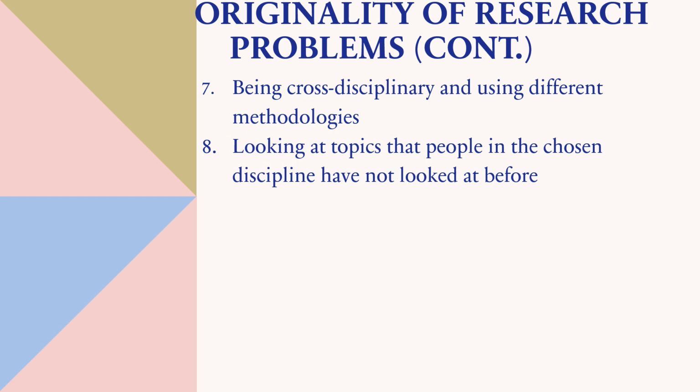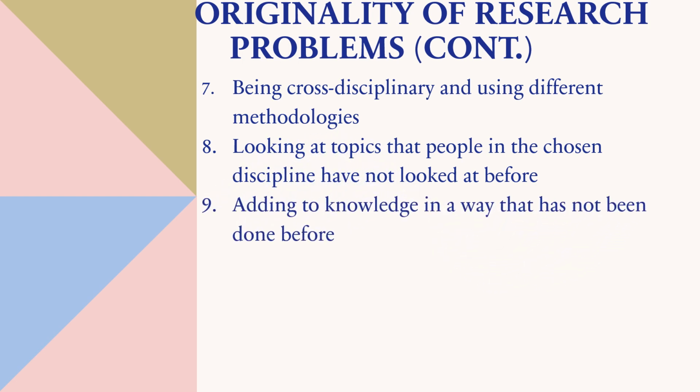Then number 8, you can look at topics that people in the chosen discipline have not looked at before. For example, you might find that in the context of environment, natural resources management, agroecology, or agribusiness, scholars have not looked at the role of artificial intelligence and machine learning. Therefore, you can look into that area and research it. Maybe nobody has looked at it before, and when that is done, it means that you are contributing to the originality of your study.